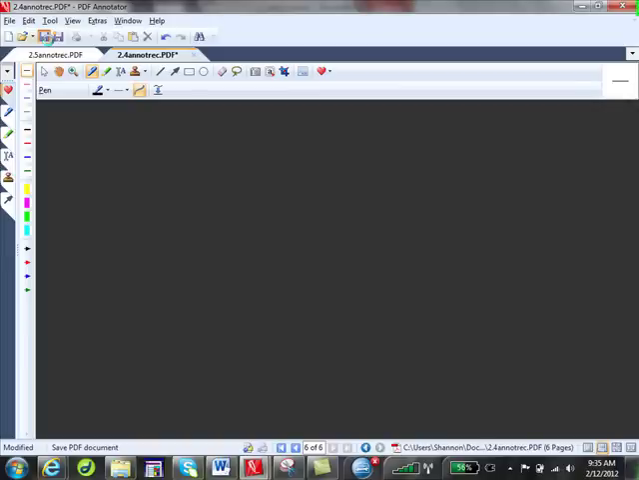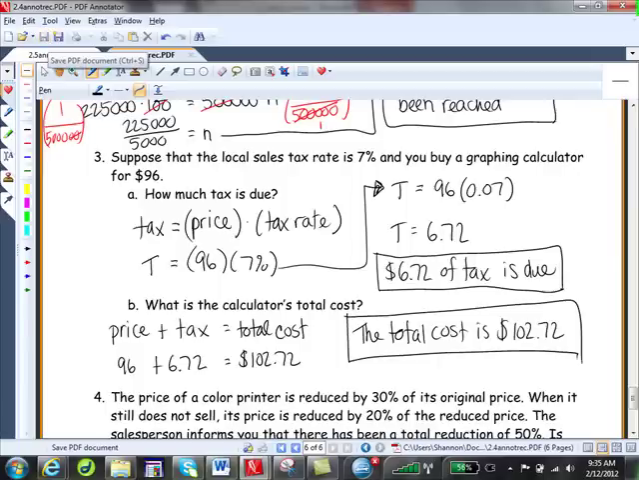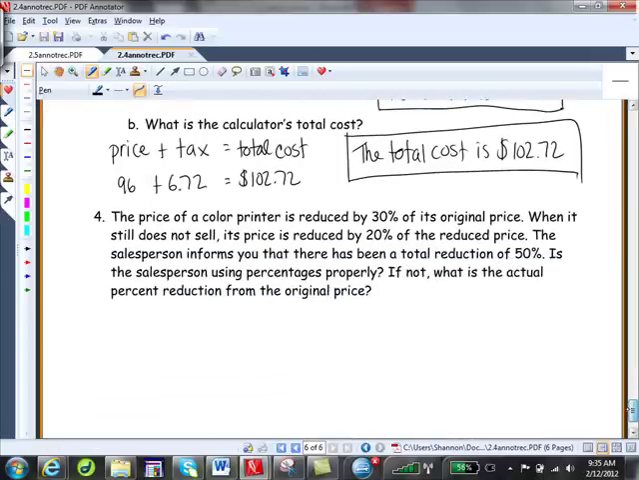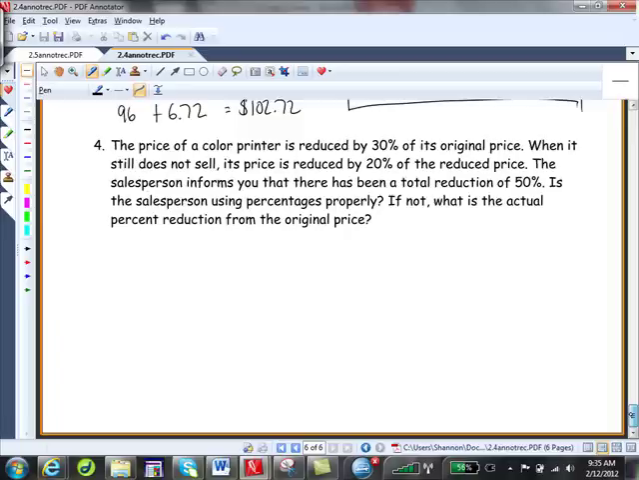Okay, I'm going to warn you ahead of time, this one here is a bit of a bear. It's kind of conceptual in nature. So here we go.